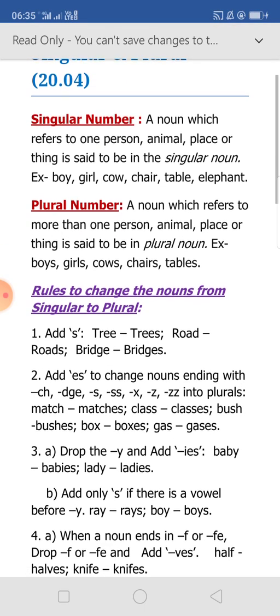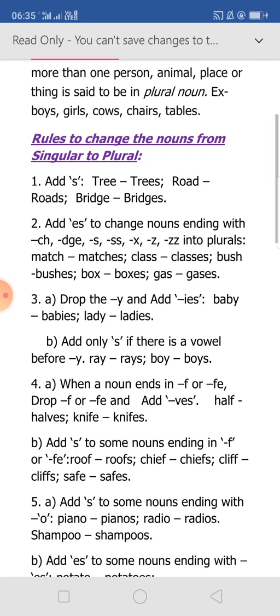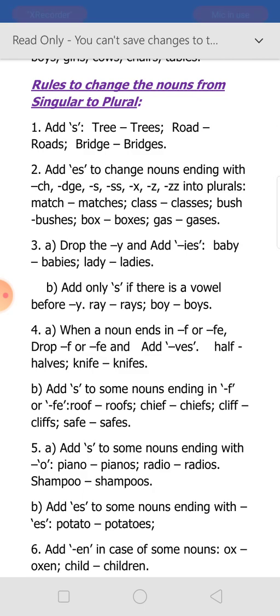Here are some basic rules through which we can change the singular noun to plural noun. Number one is add s. Like tree, trees, road, roads, bridge, bridges. See, we are only putting an s over there. Boy, boys, girl, girls.